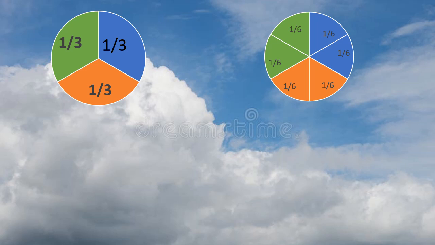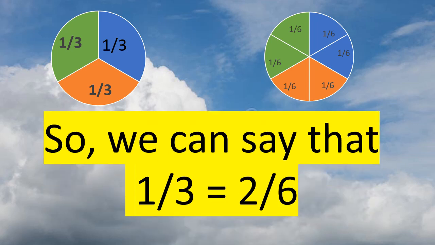So we have the 2 circles here. The one on the left split into 3 parts, 1 by 3 each. The one on the right split into 6 parts, 1 by 6 each. You can see that 1 by 3 equals 2 by 6.